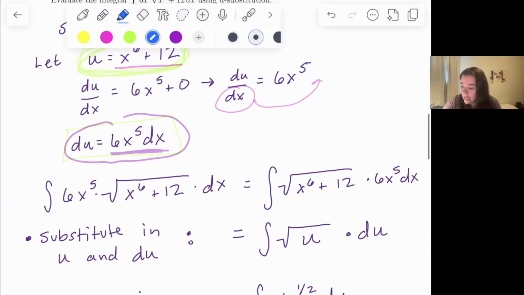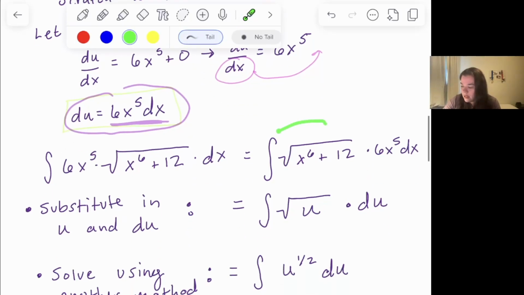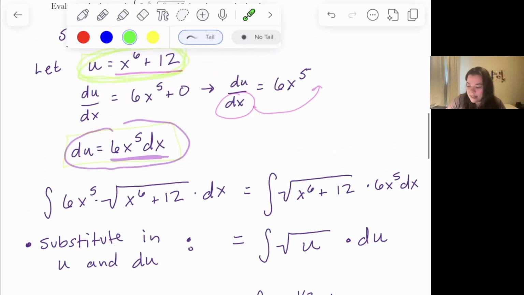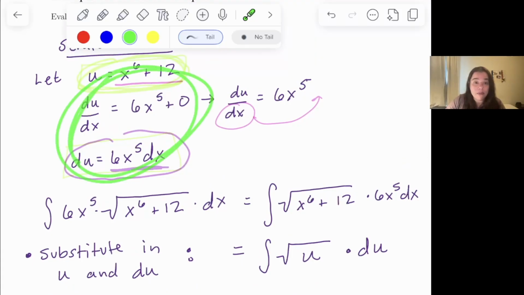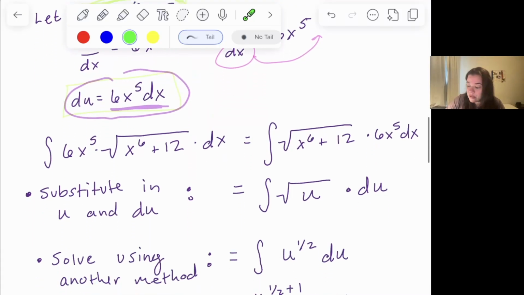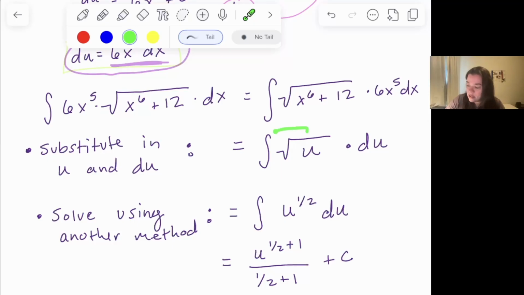Follow my laser pointer here. I'm going to move it over to green just to highlight. I looked at the original problem. It was too complicated. I noticed there was a function and its derivative present in the problem. I did some scratch work to pick my appropriate u values, which I then substituted in.